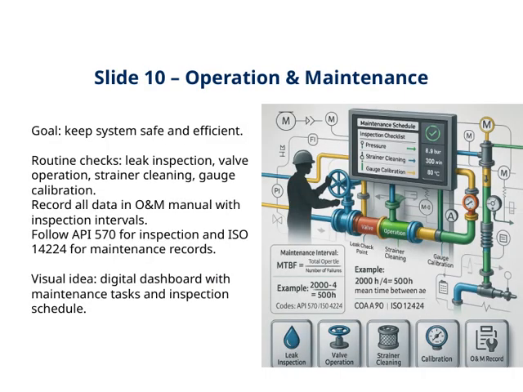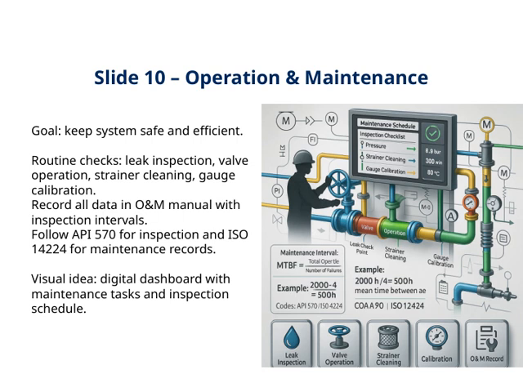Now, let's talk about operation and maintenance, which is crucial for keeping our system both safe and efficient over its lifespan. The main goal here is to perform regular checks to catch any issues early and ensure everything runs smoothly. This includes inspecting for leaks, checking valve operations, cleaning strainers, and calibrating gauges. These routine checks are essential for maintaining system integrity and safety.